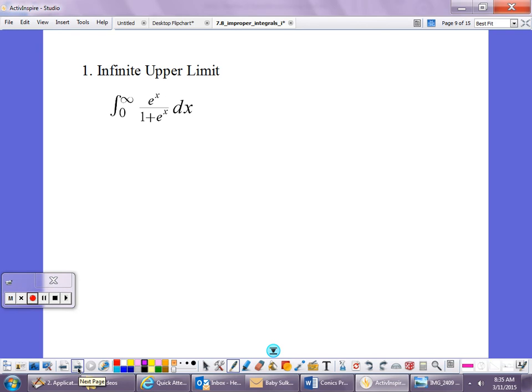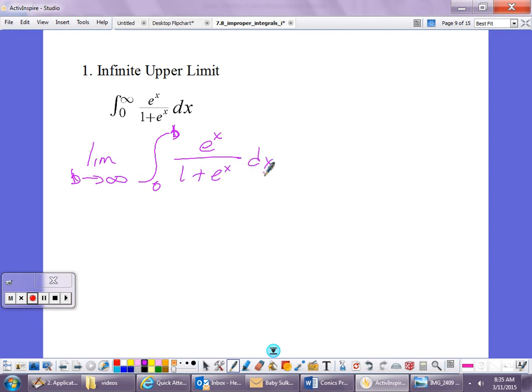Okay, starting with number 1. So the integral from 0 to infinity of e to the x over 1 plus e to the x dx. So the first thing I'm going to do is rewrite this as a limit. So the limit as b goes to infinity, because then I'm going to replace that infinity up here with b. And you just replace it with some variable. I usually use b for the upper limit and a for the lower limit because it keeps it straight in my head. Of e to the x over 1 plus e to the x dx.